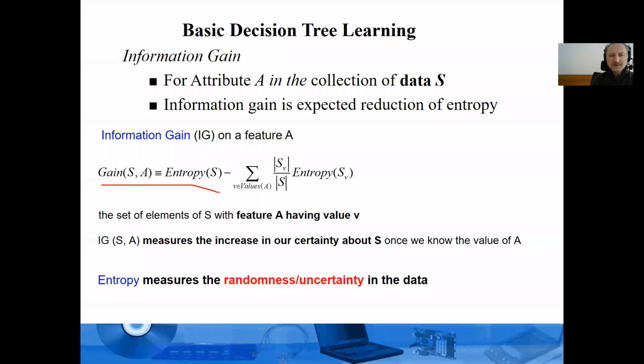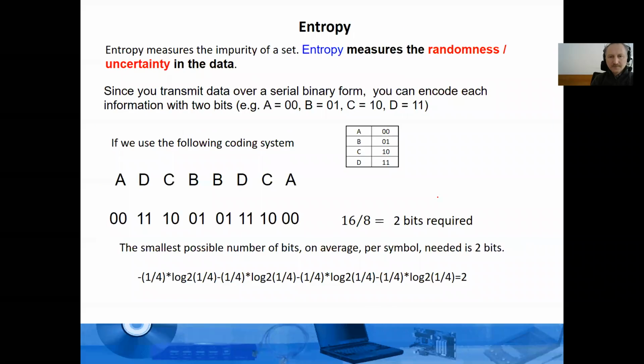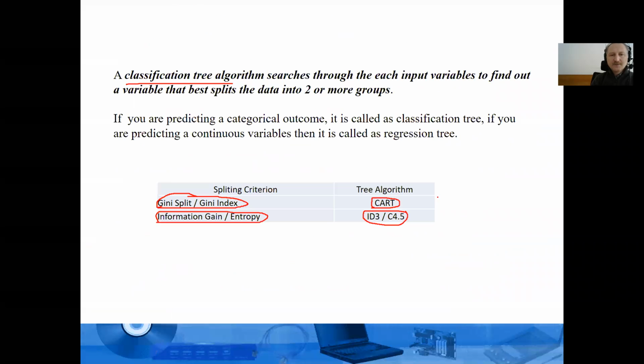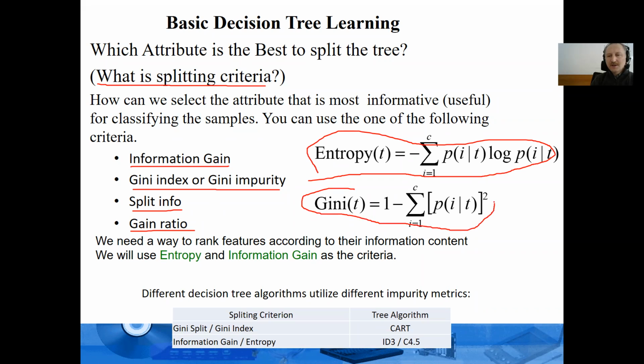Information gain formula, this one. All of them have a formula. You can calculate them one by one. For example, if you want to use entropy, you can use this formula. If you want to use Gini, you can make the calculation by using this formula. Now I will explain some of them.